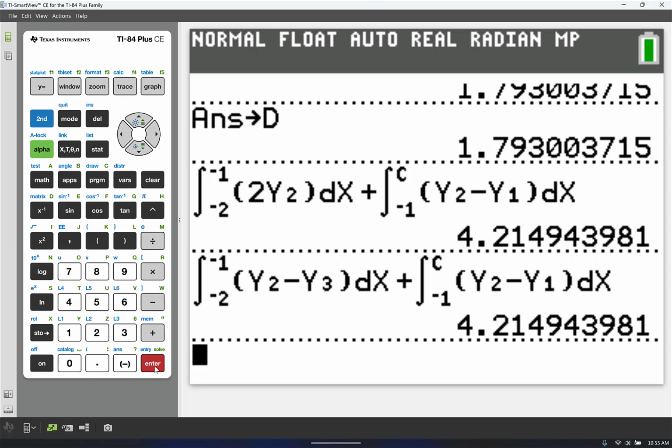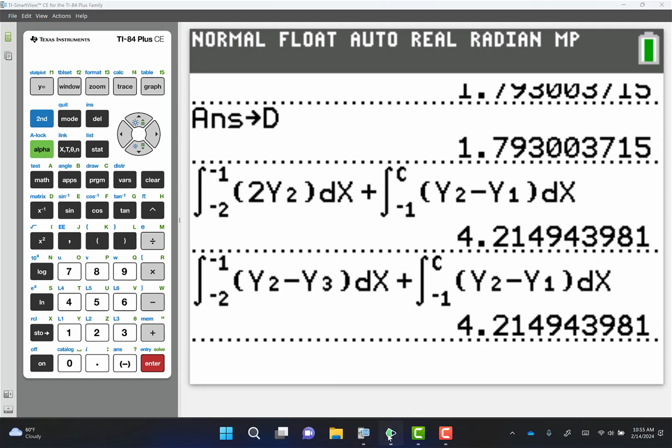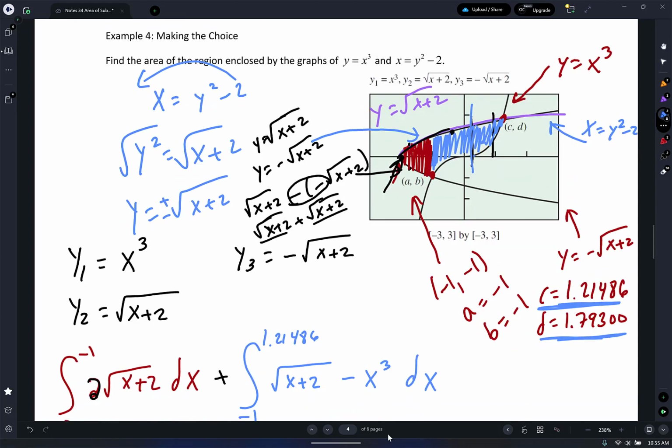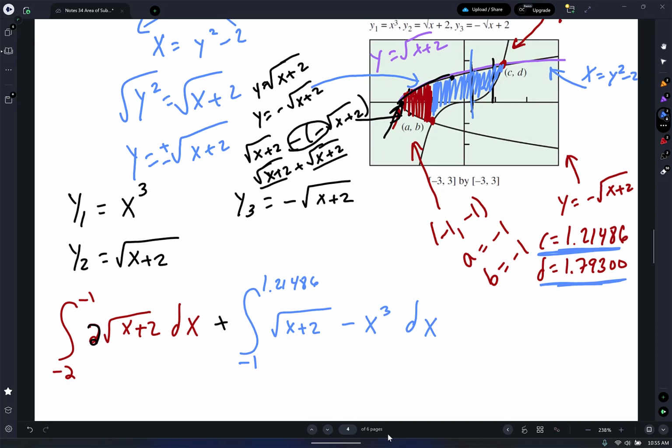How do we feel? Nothing crazy, right? Would this have been easier if we would have done it with respect to, look at all this work. Do you think it would have been easier if we would have just integrated with respect to y? It would have. Because look how we had to break up the integrands. See how we have 2 integrands? Okay, so check it out.